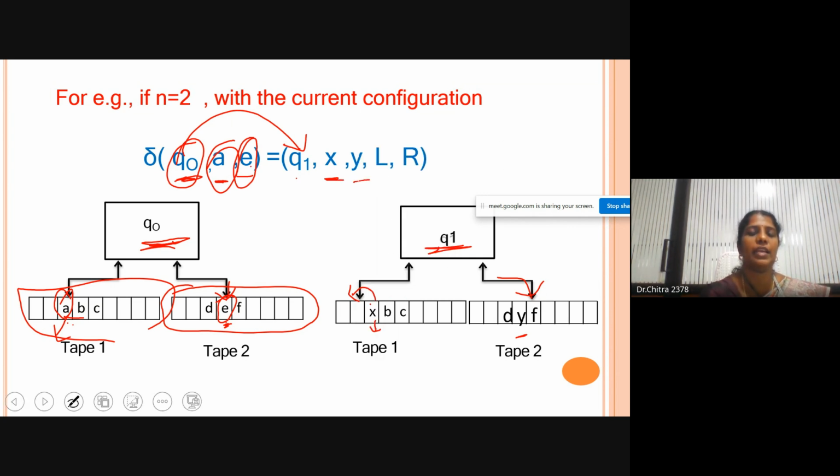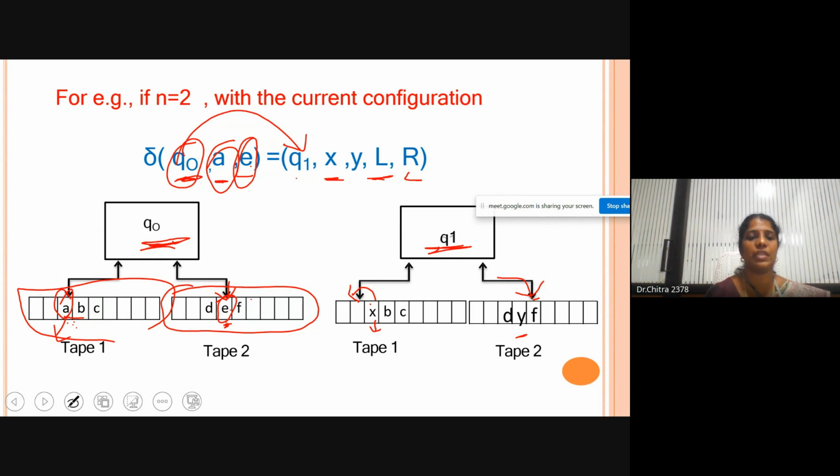Then either head can move left or right. Here there are two tapes, hence we write two left or right operations. The first tape moves left, as you see in this figure, so the first one is the left operation, and this one moves to the right. So in the multi-dimensional and multi-tape Turing machine, more tapes and more heads are there, based on our requirement.